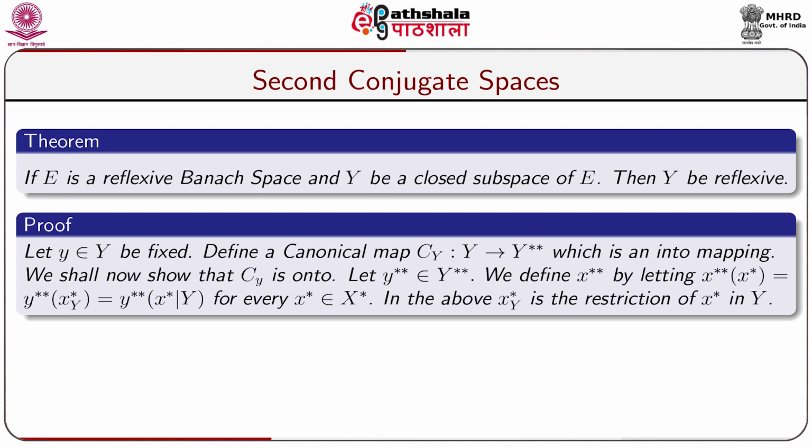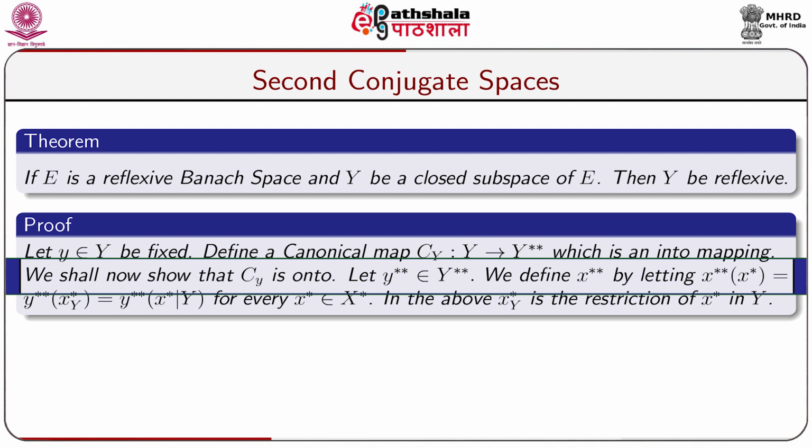We get another theorem. If capital E is a reflexive Banach space and capital Y is a closed subspace of E, then capital Y is reflexive. Let us take the proof. Let small y belonging to capital Y be fixed. Define a canonical map Cy from capital Y to Y double star, which is an into mapping. We shall now show that Cy is onto.